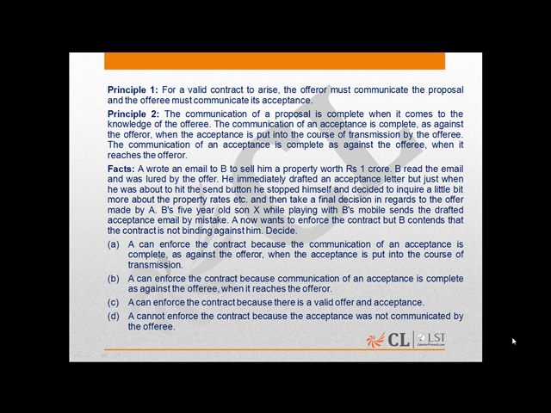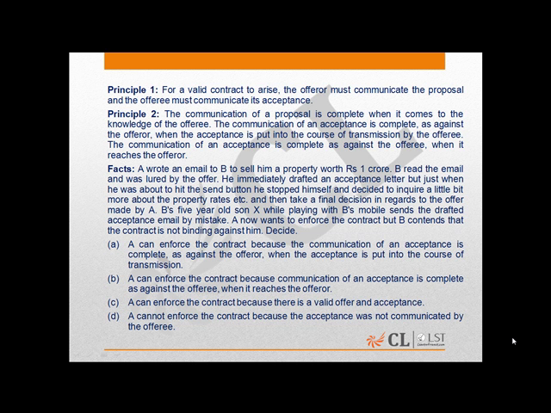Here the correct answer would be D. Here the communication of acceptance was sent by the son of B and not by B himself. Hence the offer was not accepted by B, and for a valid contract to arise, the offerer must communicate the proposal and the offeree must communicate the acceptance. Therefore, A cannot enforce the contract.